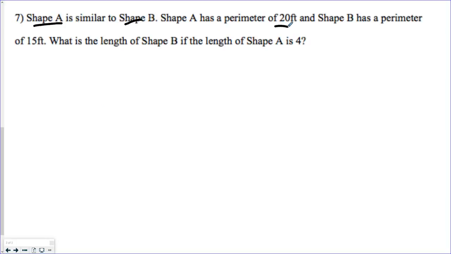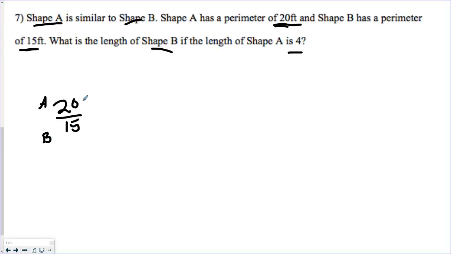Shape A's perimeter is 20. Shape B's perimeter is 15. What is the length of B if the length of A is 4? Well, let's set up the fraction we know first. Perimeter is 20 here. Perimeter is 15 here. So for perimeters, it's 20 to 15, A to B. A perimeter to B perimeter is 20 to 15.